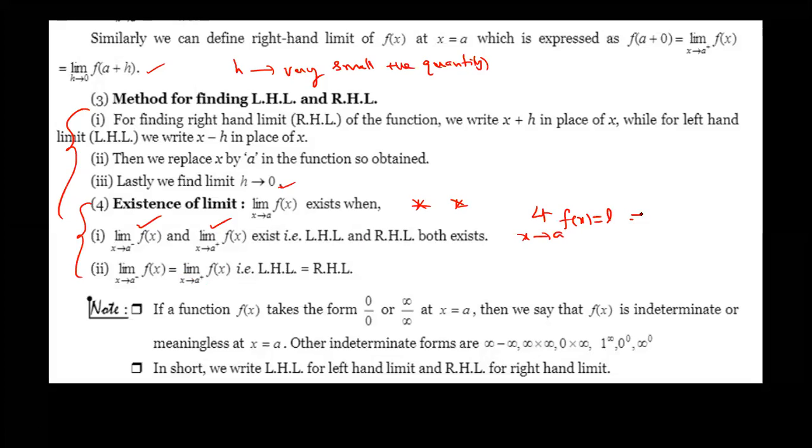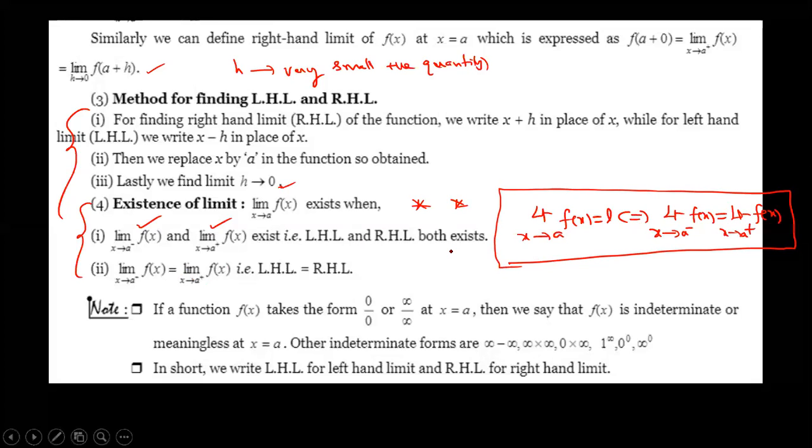So once again, I'm writing, dear students, see, limit as x tends to a of f of x is equal to L when we say that, if and only if limit as x tends to a minus of f of x is equal to limit as x tends to a plus of f of x. That is the definition of the existence of the limit. Both are existing and both are equal, then only the limit exists. So this fourth one is very, very important here, students.